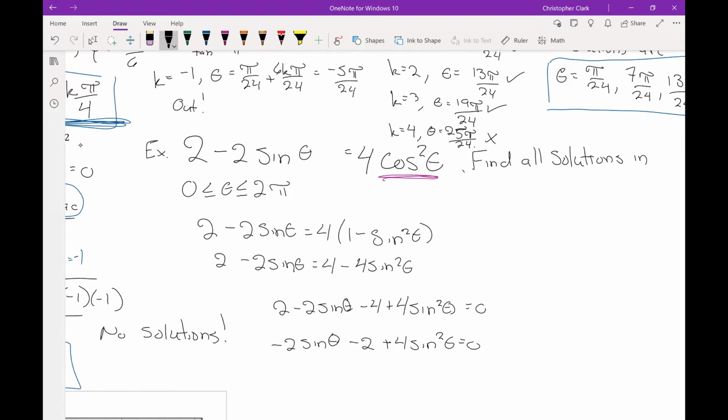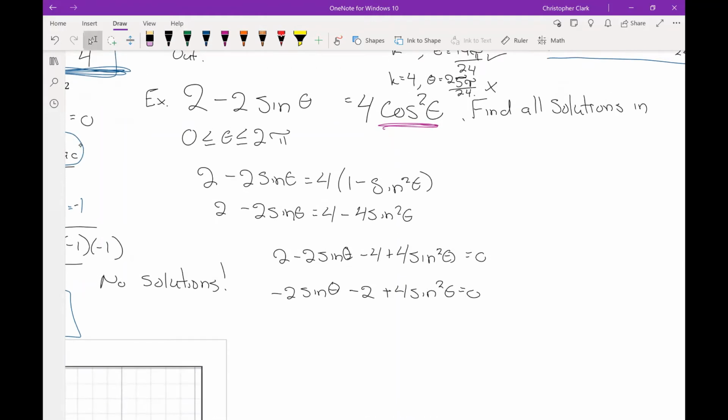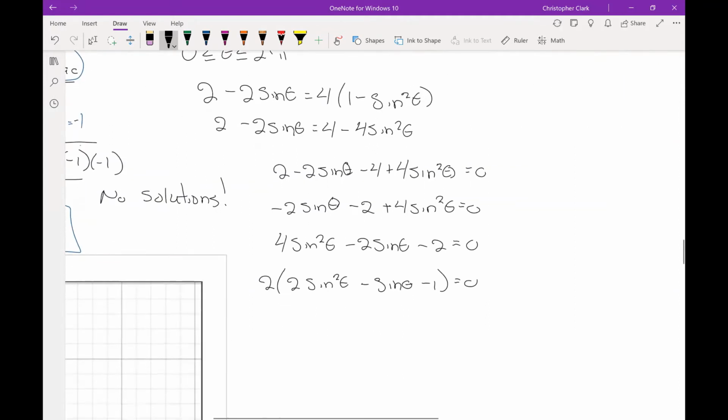I am going to rearrange to make life a little bit easier. So I'm going to have 4 sine squared theta minus 2 sine theta minus 2 equals 0. Well, I see that they all have 2, so I'm going to pull a 2 out. So I get 2 times 2 sine squared theta minus sine theta minus 1 equals 0. And I can divide the 2 out, so we're good. Now, I'm just going to say x is sine theta. So this becomes 2x squared minus x minus 1 equals 0.